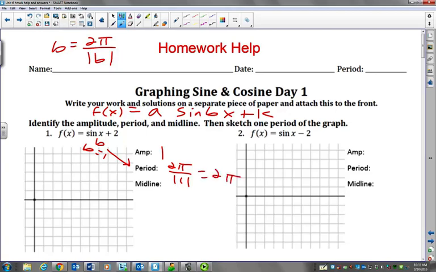And then the midline, we do have a midline. It's 2, do you see right there? That's the midline. So after you fill out the amp, the period, the midline, then you're going to go ahead and just graph this sucker. And so sine of x, you can use radians or degrees. We always start off at 0. And then the midline is plus 2, and now we're going to graph it. Cool.